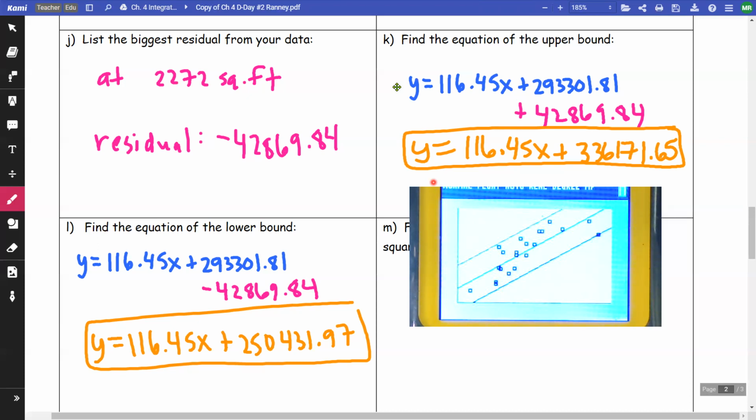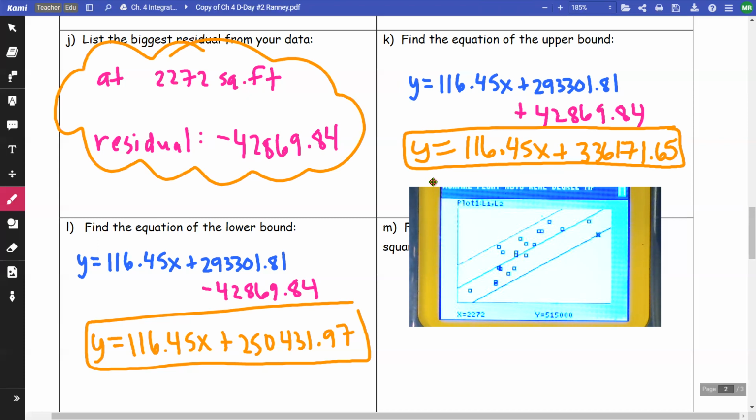Okay, if I hit just the trace button and I come over to, whoops, just was on it right here. You see that was my 22712. That was the one that was off the most over here, right? That was the one that was off the most. That was my biggest residual.